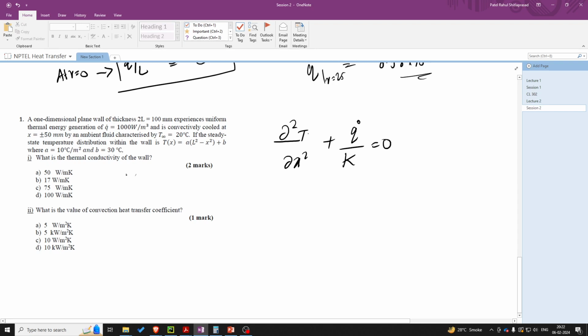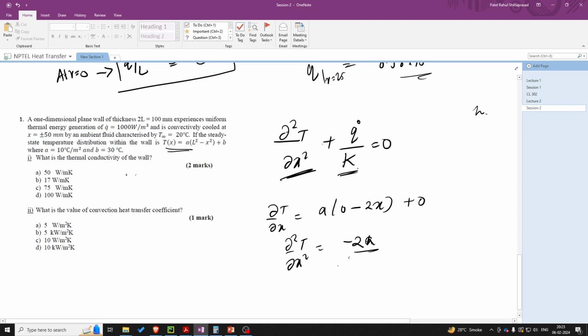And in the question you have been asked to find the value of k and then the heat transfer coefficient h. So first you need to find this term del 2T by del x2. So you need to differentiate this equation twice. So del T by del x will become a into 0 minus 2x plus 0. The second differentiation would give you this term, minus 2a. So this value you need to put over here and then replace the value of q dot in order to find the value of k.